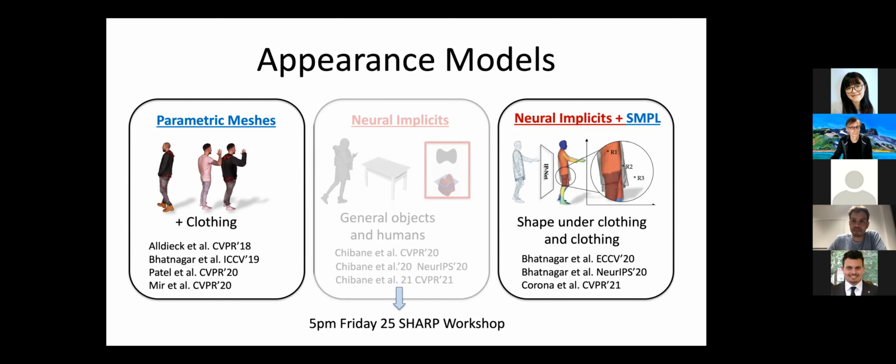Then recently there's been a trend of papers that generate implicit functions to represent surfaces, generally known as neural implicits. We have work on general neural implicits for general scenes, objects and humans, and I'm not going to talk about those more generic works in this talk. I'm going to talk about this next Friday at 5 p.m. If you're interested, please join. This is a SHARP workshop on 3D reconstruction, so also very relevant to this tutorial.